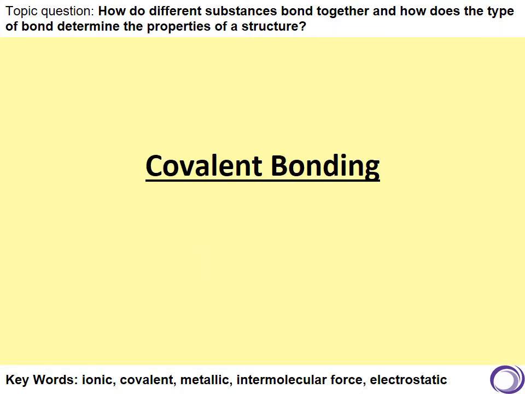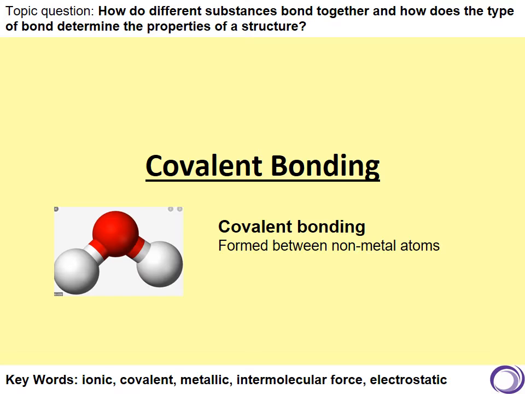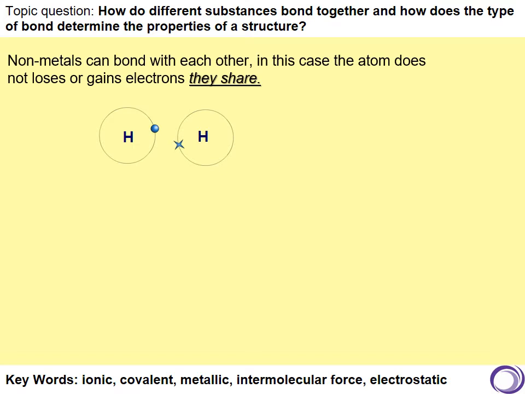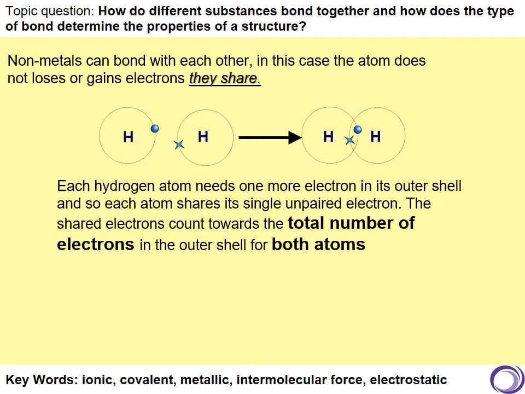Let's then look at covalent bonding, and covalent bonds are formed between non-metal atoms. So when 2 non-metals bond with each other, the atoms don't lose or gain electrons, they share electrons. And you can see here I've got 2 hydrogen atoms, each with 1 electron in their outer shell. And when they bond, those outer shells overlap and they share their outer electrons. The shared electrons in the overlap will count towards the total number of electrons in the outer shell for both atoms.